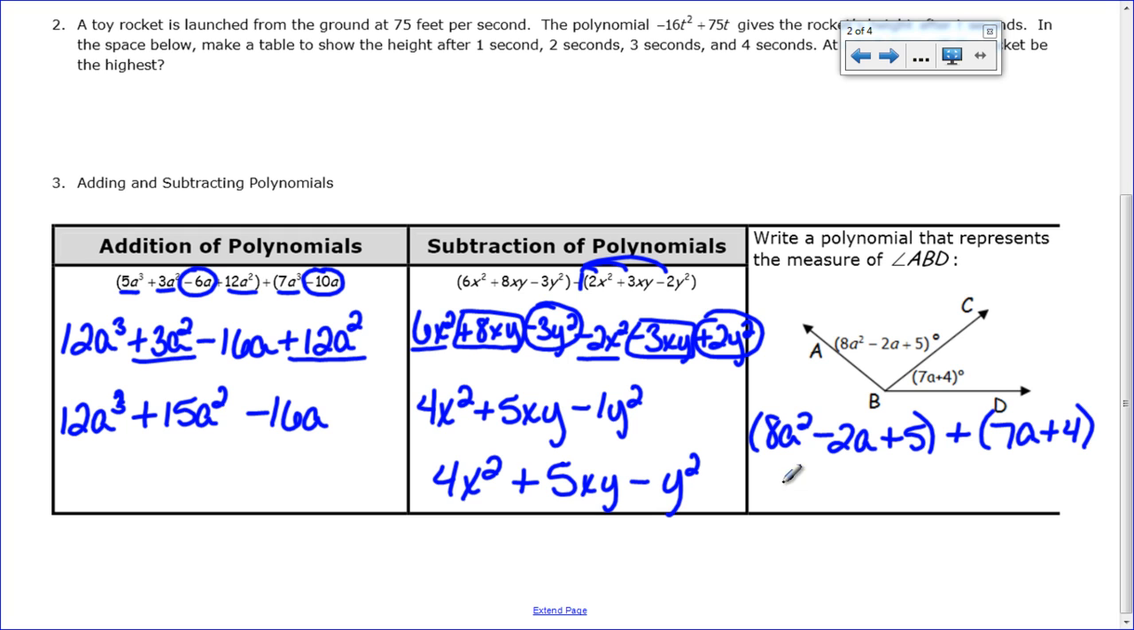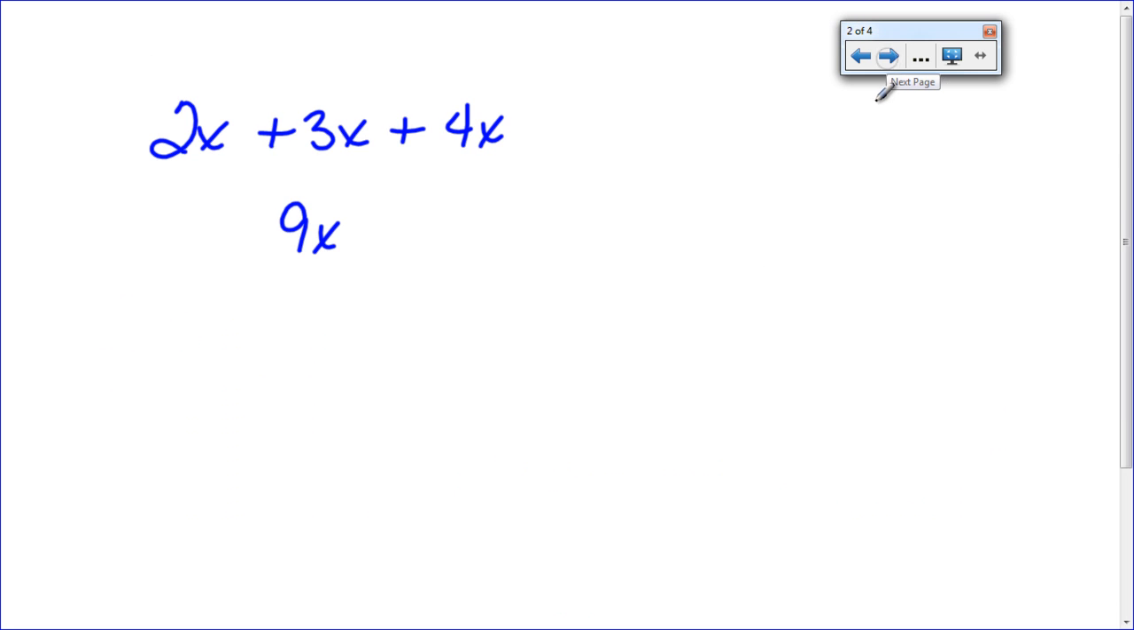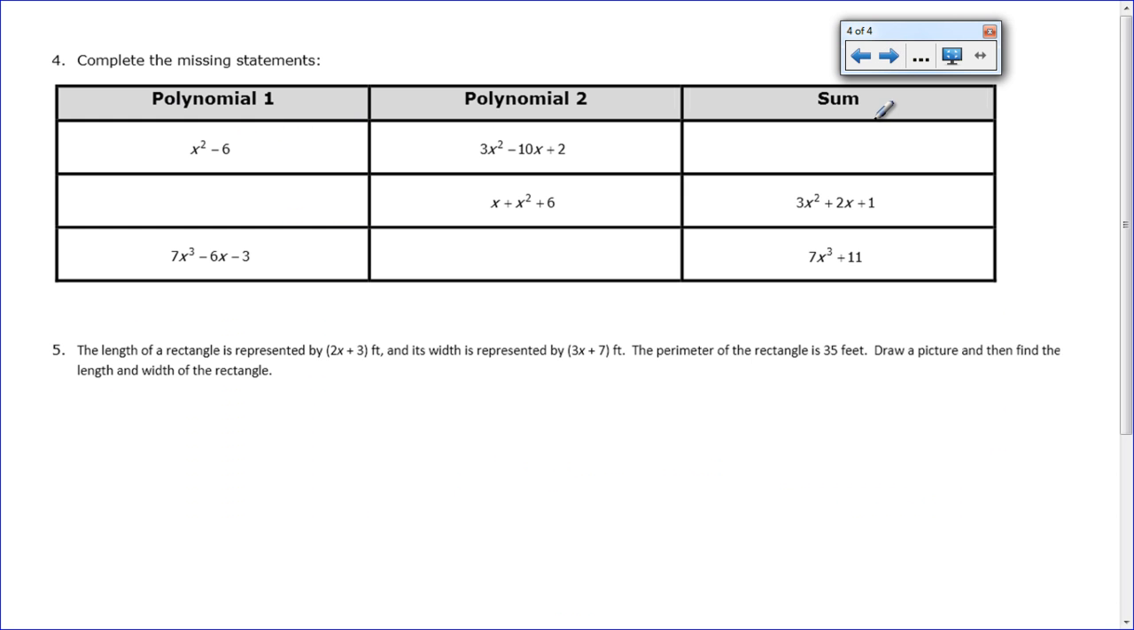8a squared has nothing to add with it, so it's going to stay 8a squared. But then I have minus 2a plus 7a. So negative 2 plus 7 becomes positive 5a. And then I have 5 plus 4, which makes 9. So this is the polynomial that represents the combination of those two angles.